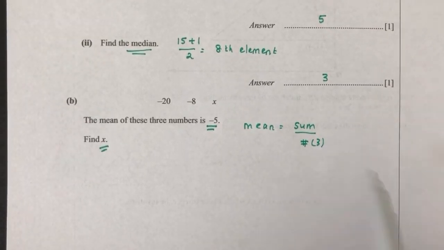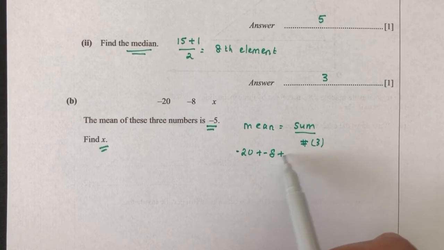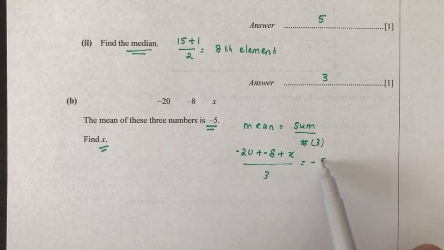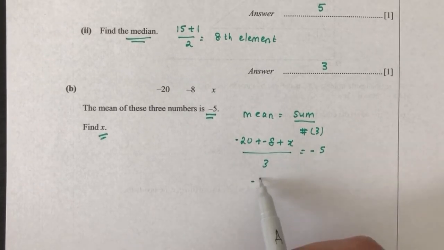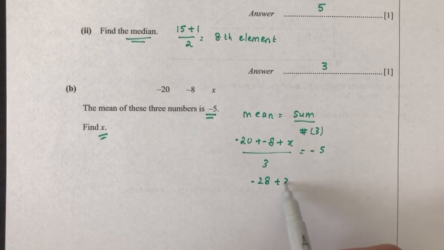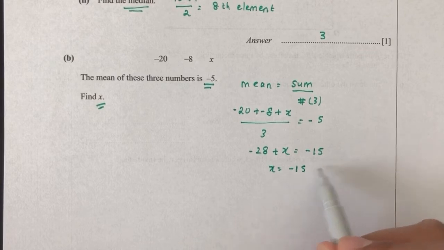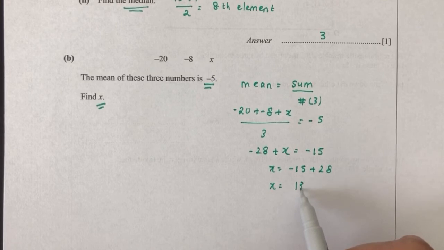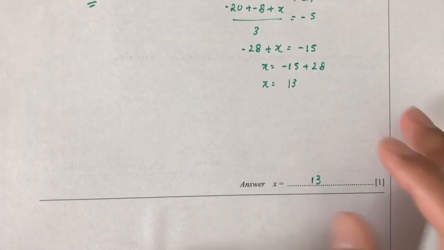So let's find the sum first. The sum is minus 20 plus minus 8 plus x divided by 3 is equal to minus 5. So minus 20 minus 8 is minus 28 plus x is equal to minus 15. So x is equal to minus 15 plus 28. So x is equal to 13. So your answer for part B will be 13.